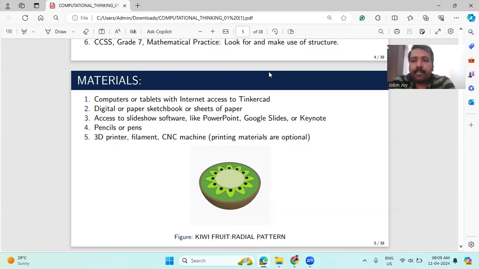Then finally, after finishing the activity, the students will demonstrate their design to the outside world, so they require PowerPoint, Google Slides, or Keynote. And if there is a 3D printer available, we will 3D print their design so that they get a real feel of their design physically rather than virtually. But that is optional.